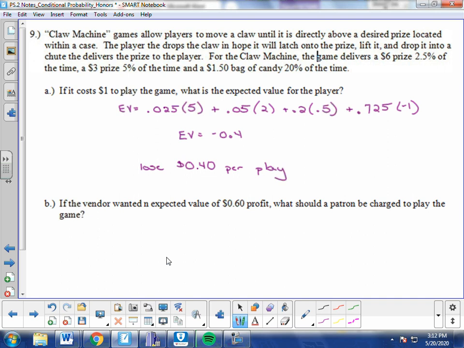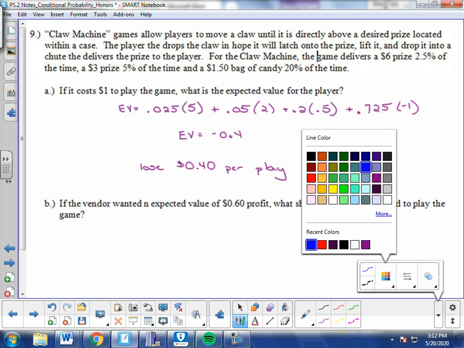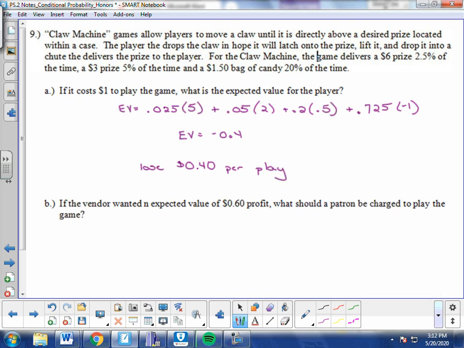B, if a vendor wanted an expected value of a 60-cent profit, what should a patron be charged to play the game? So now I'm going to take a look at this from the vendor's perspective. From the vendor's perspective, we want a profit, or an expected value. So the EV portion is going to be 0.6.